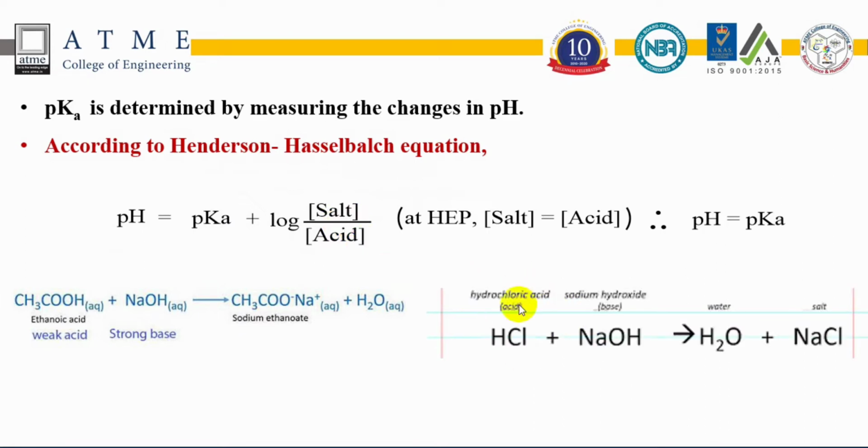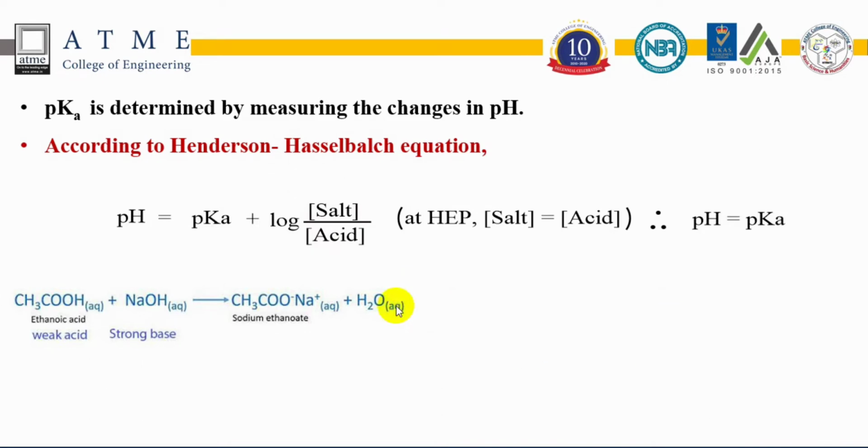Similarly, for strong acid, right? Now, here at what point pH will be equal to pKa? As I said, pKa is measured by measuring pH. At end point, only salt will be there, but not an acid, right? So by looking into this equation, at what point pH will be equal to pKa, right?